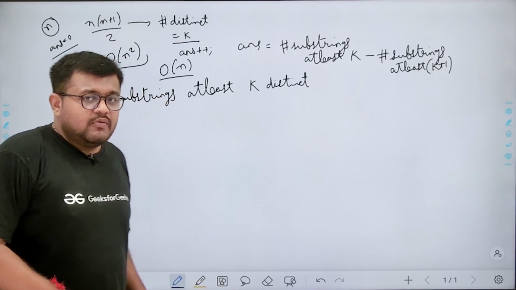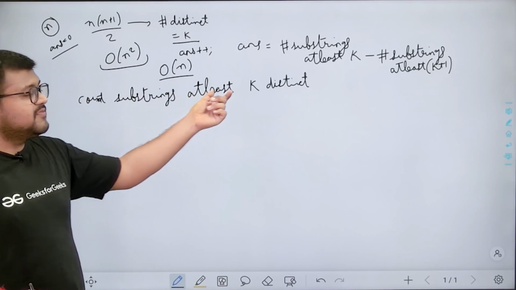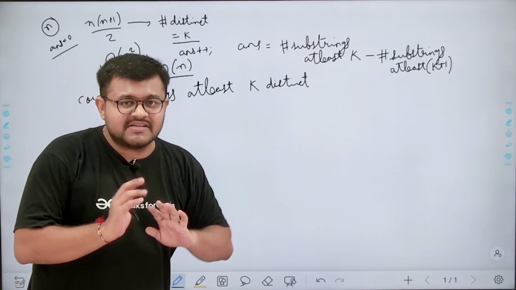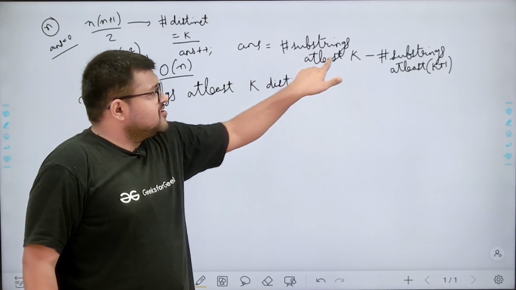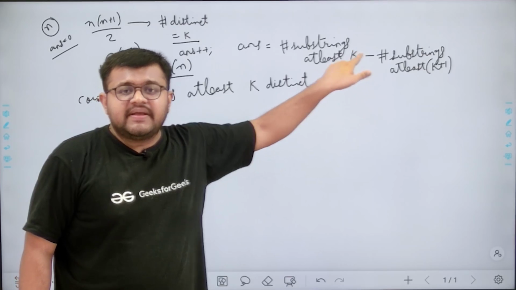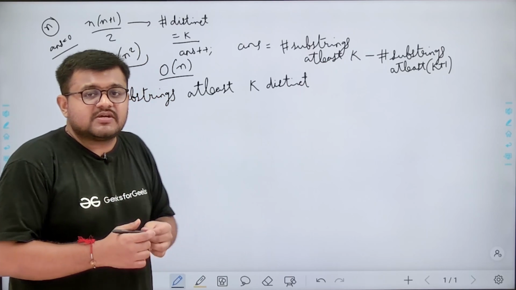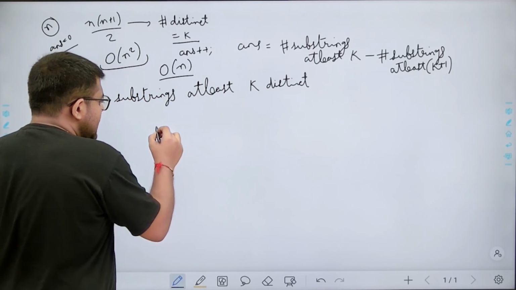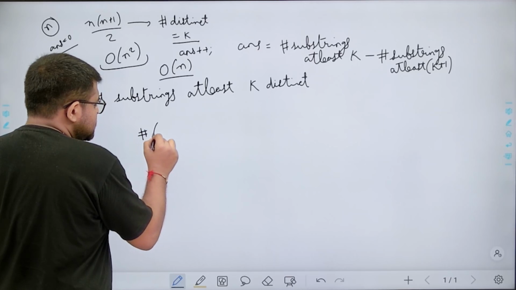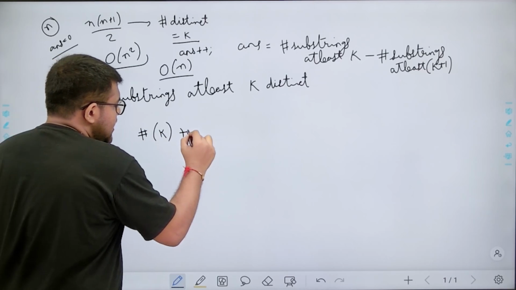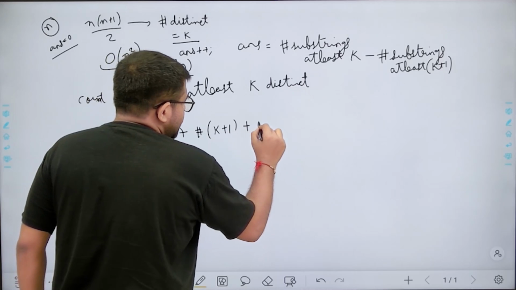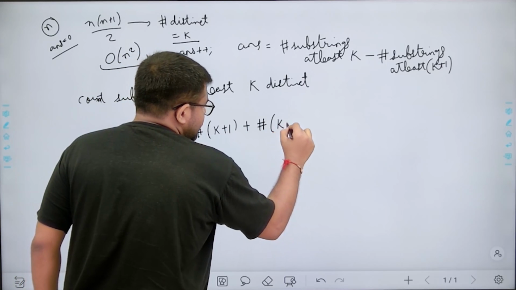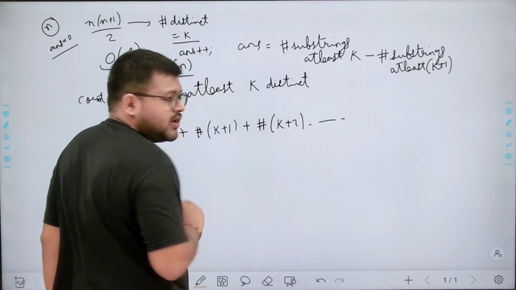Okay, and what I said, counting substrings with at least k distinct characters is easy work. So what I can say, the number of substrings with at least k distinct characters, what will be the substrings which I will get in it? I will get the count of substrings which have k distinct characters, plus the count of substrings which have k plus 1 distinct characters, plus the count of substrings which have k plus 2 distinct characters, and so on.